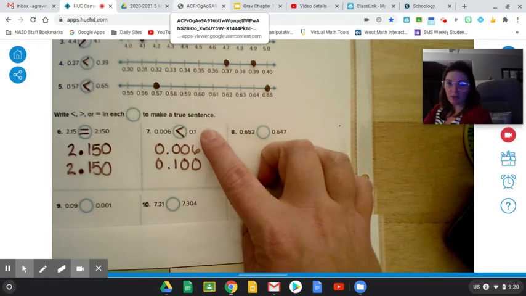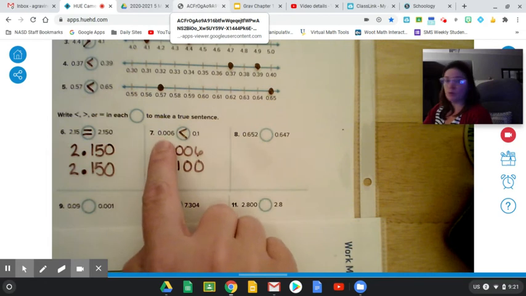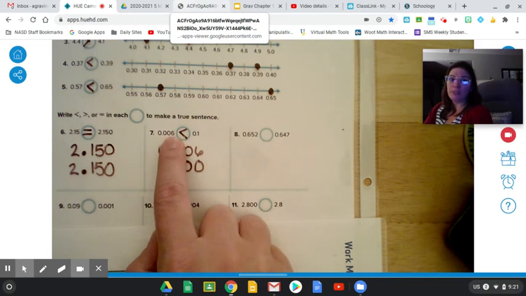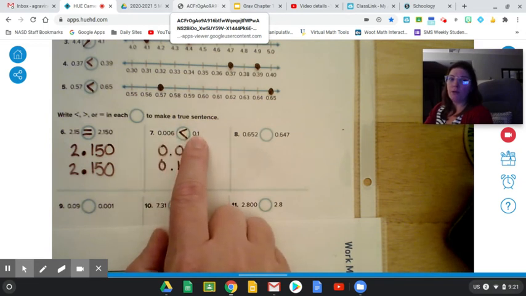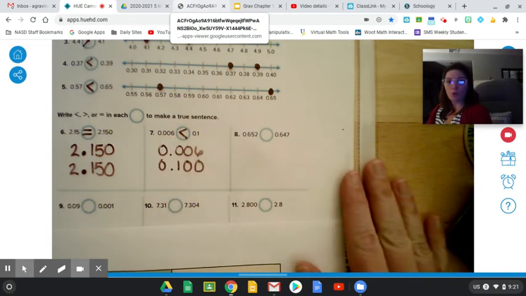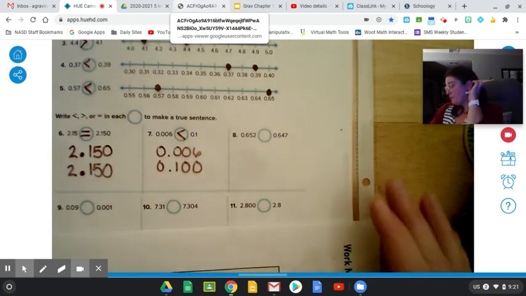And this one can cause a lot of confusion because some people think that because this one's longer, it's greater, which is not always the case. And then some people will see a 6 and a 1 and just compare those digits. 6 is greater than 1, but not in this place value. So place value plays a huge part in determining if a number is greater than another number.